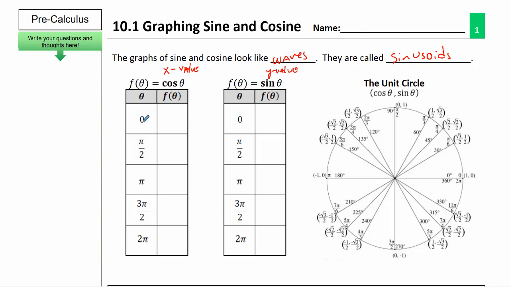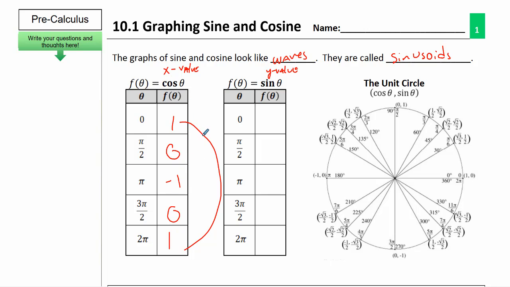If I look at cosine of 0, it is 1, right? That's the beginning point. Cosine of pi over 2, that goes up, x value is 0. At pi, the x value is -1. At 3 pi over 2, I go down here, the x value is 0. And then I went all the way around and got 2 pi, and I got 1. So you can see that it starts at 1, it's going to end at 1, and in the middle it's going to go up and down.